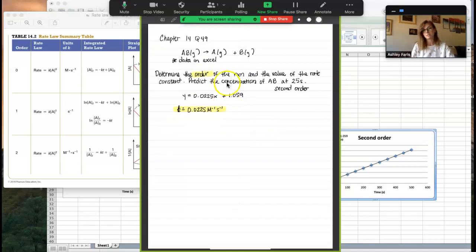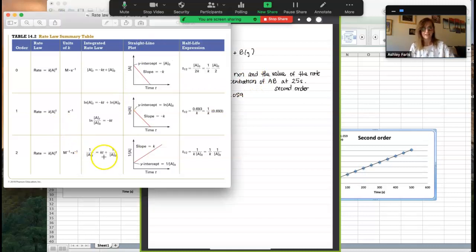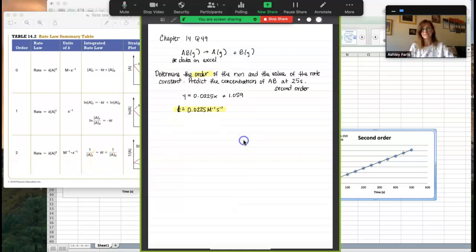Then the last question says to predict the concentration of AB at 25 seconds. Anytime you're talking about the concentration of reactant after a certain amount of time has elapsed, then you're thinking I need to use the integrated rate law, because the integrated rate law is the concentration of the reactants as a function of time. And so it's important that we determine the actual order so that we know which integrated rate law to use. So in this case here, we are using the second order integrated rate law.